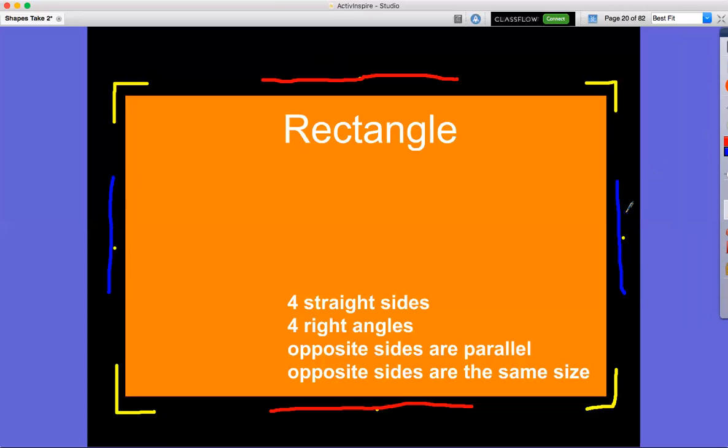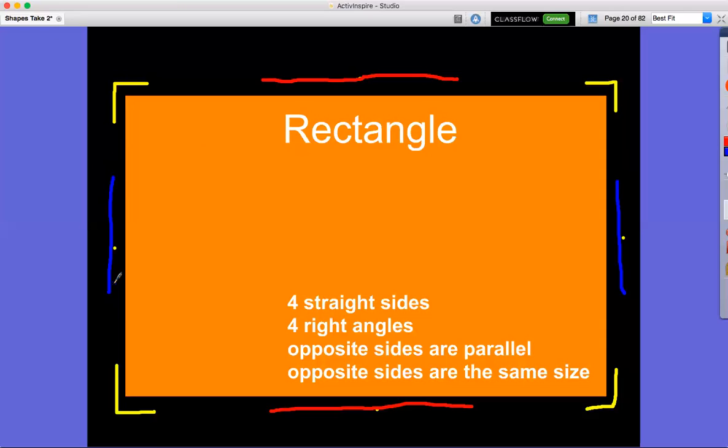The opposite sides are also parallel. That means our two red sides are running straight alongside of each other. This side didn't wander off over here. They are running straight alongside of each other. They are parallel and they are the same length, the same size, okay? Our blue sides are not the same size as the red sides, but they are both the same size as the other blue side, okay?